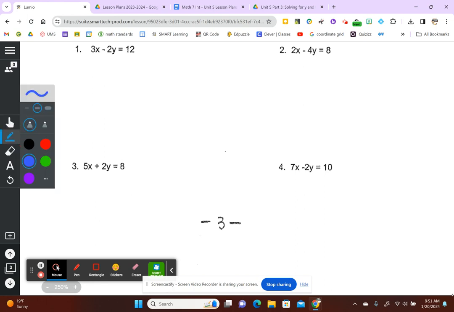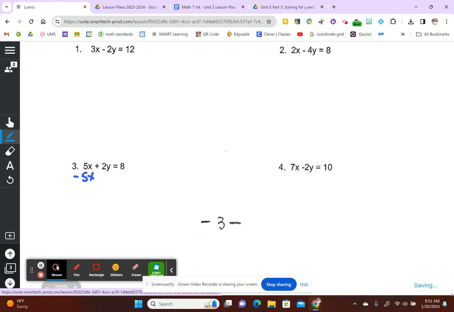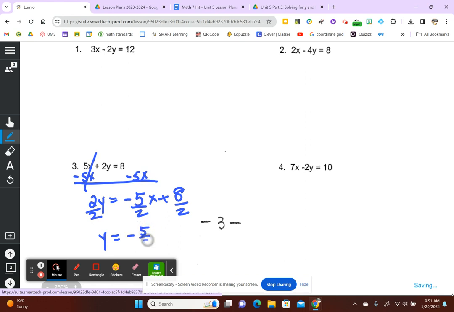Okay, so here the first thing I'm going to do is subtract 5x and subtract 5x. I'm going to say 2y equals negative 5x plus 8. Divide by 2, divide by 2, divide by 2. That becomes y equals negative 5/2 x plus 4.